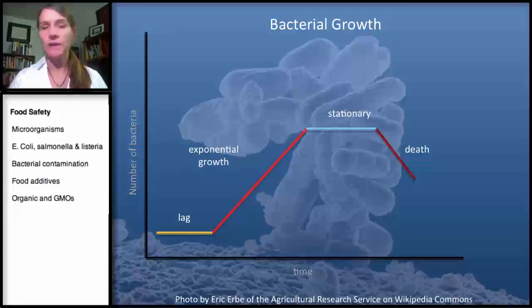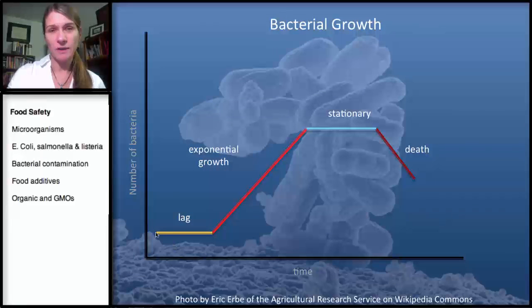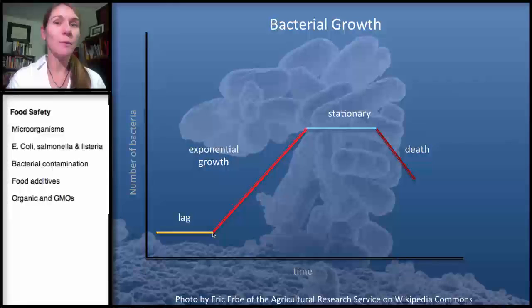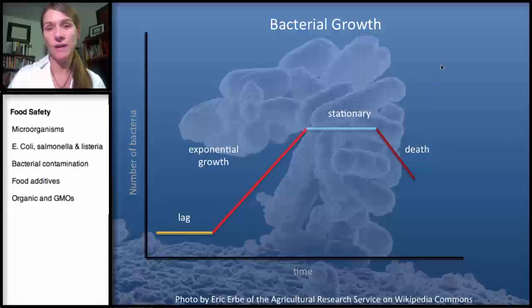They don't really do anything. They don't die off. They don't grow. They remain stable right through here. But then they'll hit a point of exponential growth. And what I mean by that is they double. They keep growing exponentially. It's not a slow process that gradually goes up. It's an exponential growth phase. And this is in the right environment. We're going to talk about that next.